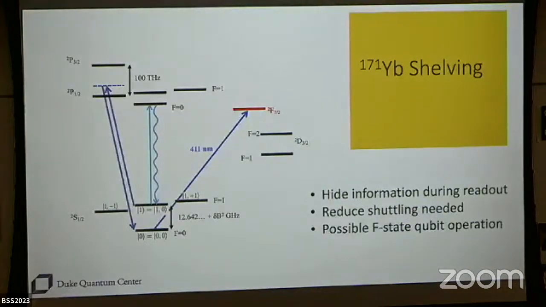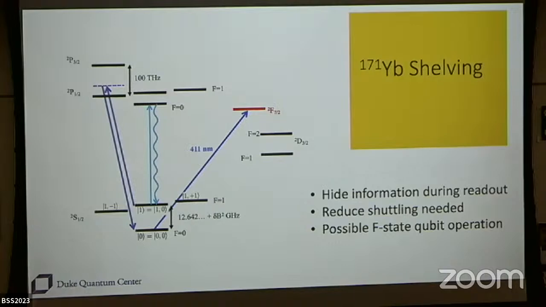The other thing that's going to be new in this is we're adding yet another laser. This is another transition to this F state in ytterbium. This is another weird thing about ytterbium: it has this F state up here. We can address that with 411 nanometers. It's a narrow transition.